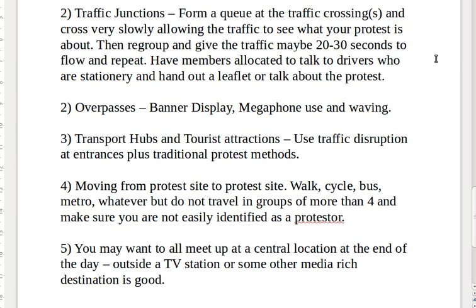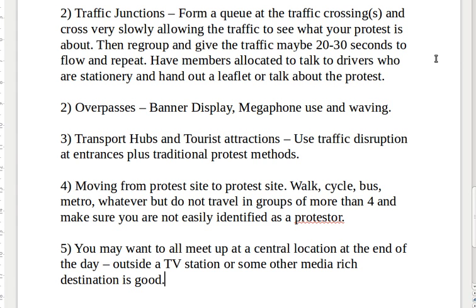So the best thing to do is to blockade the entrances using traffic disruption methods, plus also your traditional protest methods. Just make sure everyone who's going to that tourist attraction or transport hub or is walking away from it knows that there's a protest going on. This is the important thing, because all of the police disruption methods around protesting are aimed at stopping people even knowing that there's a protest going on.